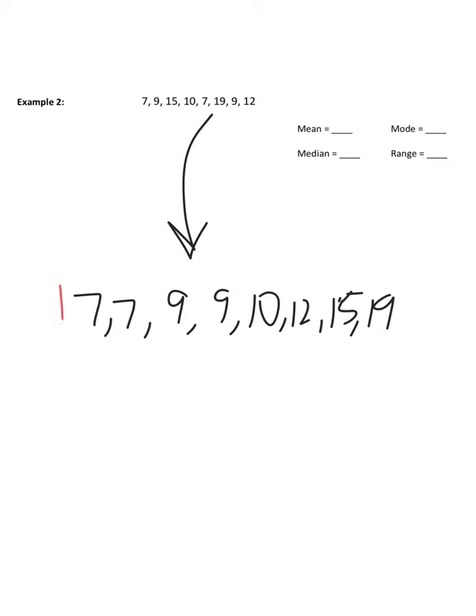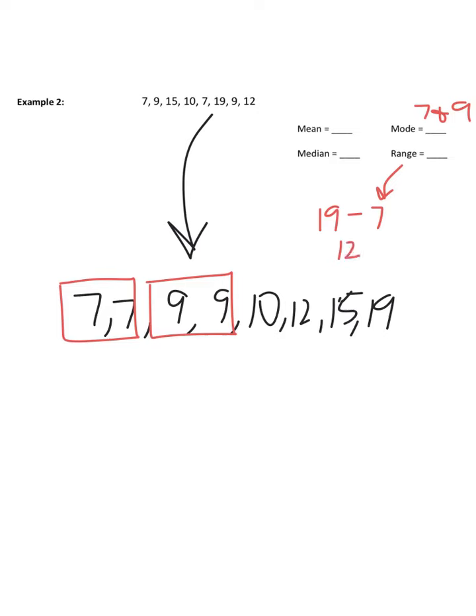In this case, your mode would still be two numbers, so it's going to be 7 and 9 because they both show up 2 times. Then let's find the range next. To find the range, remember we find the highest number and we subtract the lowest number from that. So our range would be 12.